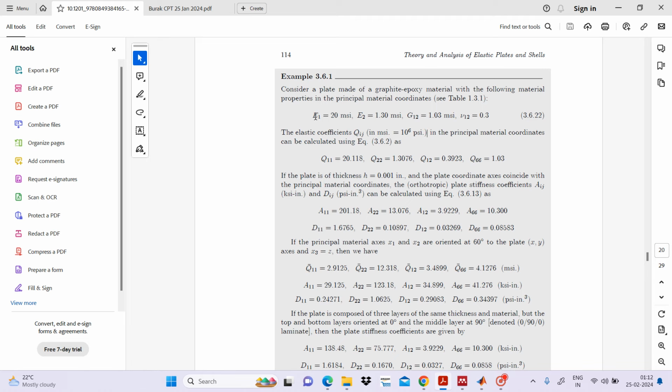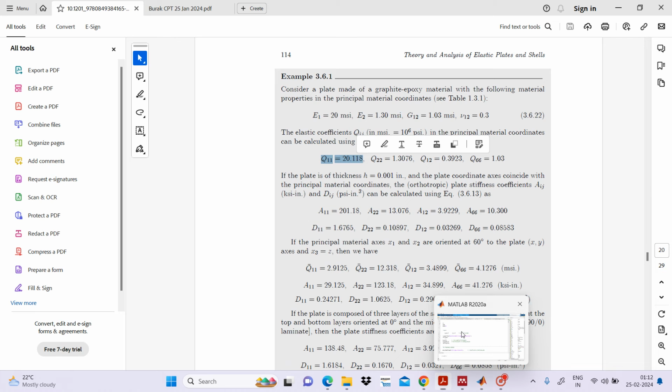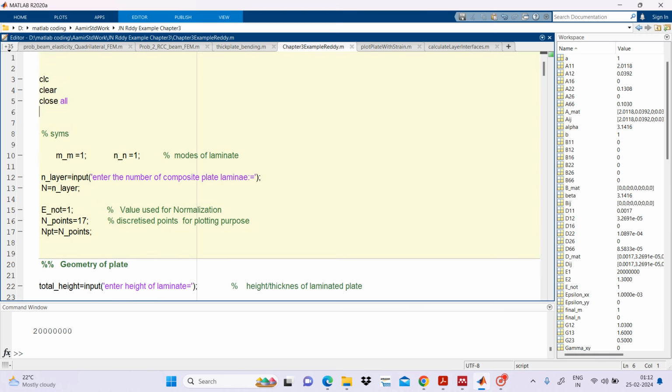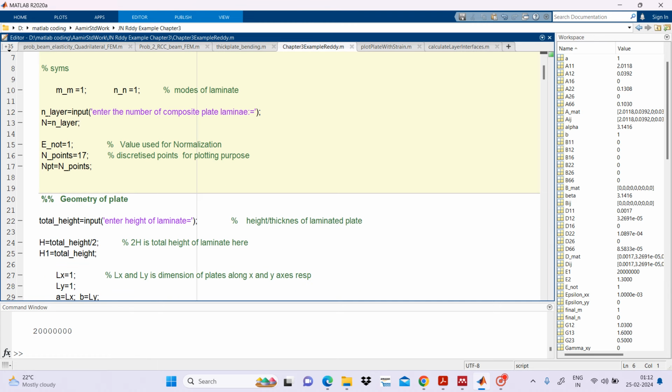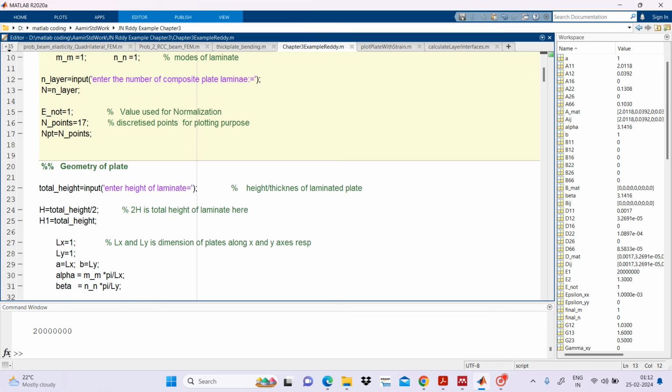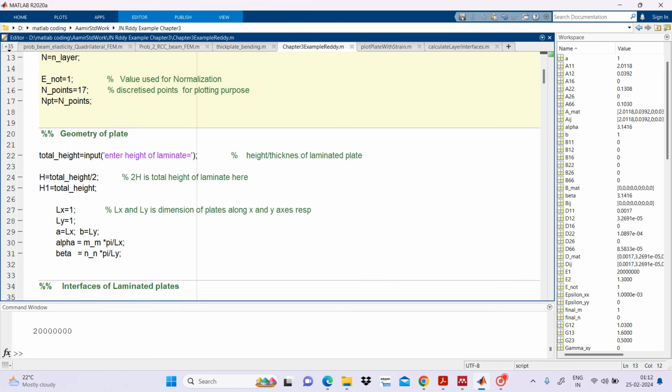Okay, if Young's modulus are given, then we want to find the coefficients. So let's start with the Matlab code. First of all, what we have written here is the basic input: how many layers a laminate is composed of. A laminate is composed of maybe various lamina. So how many lamina, we have to put the value 1, 2, 3. It may be a single lamina or it may be 5, 10, any number of lamina. Then this E naught is not of interest because it's only for the normalization value, and these endpoints number of points are used for plotting purposes.